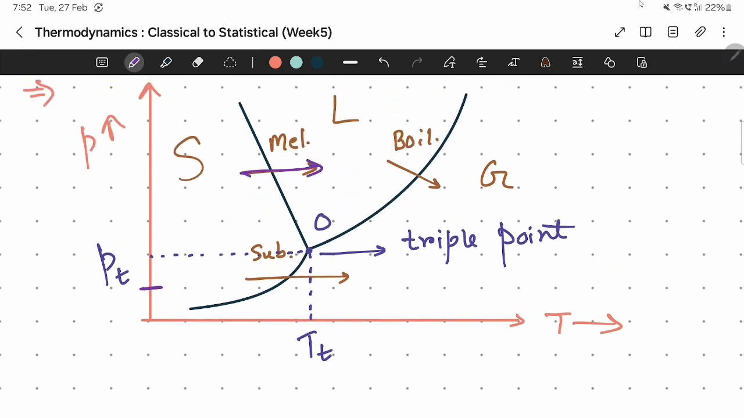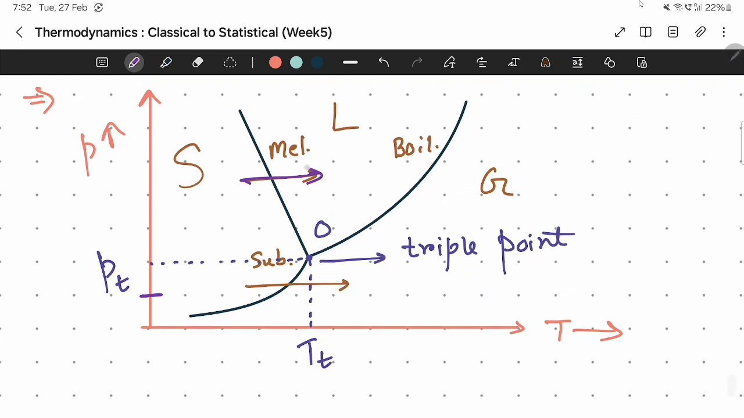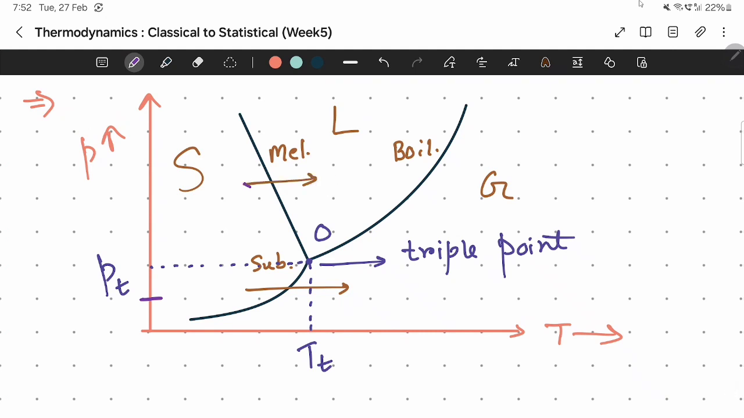This curve means that if you increase the temperature of a solid, it will melt to a liquid. Again, if you increase the temperature, it will boil from liquid to gas. On increasing temperature, solid converts to liquid and liquid converts to gas. This is true above the triple point. If you look below the triple point pressure, PT, and increase the temperature of a solid, it will sublime to gas. There is no concept of liquid. Below PT, we can't have liquid. So that's why it will sublime.